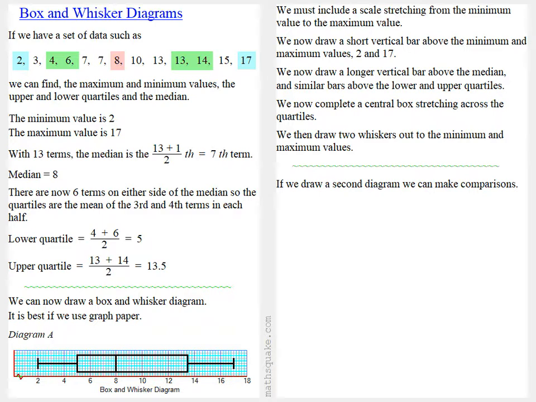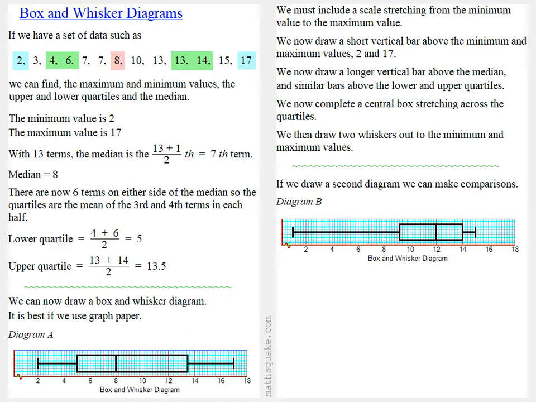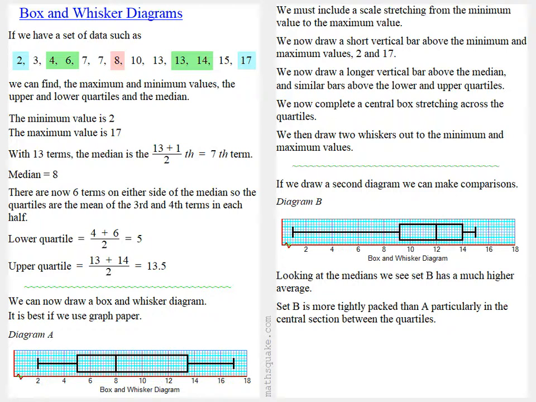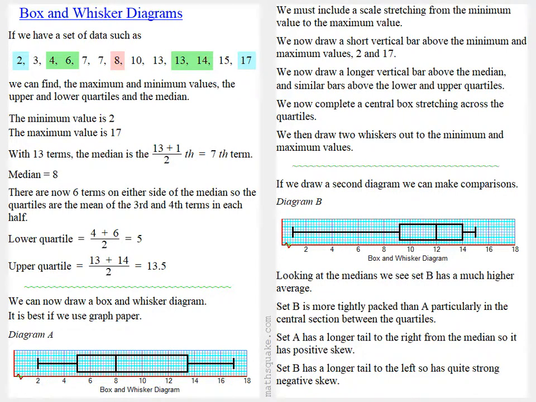Now if we draw a second diagram, we can make comparisons. So if we draw a diagram B, looking at the medians, we can see set B has a much higher average. Set B is more tightly packed than A, particularly in the central section between the quartiles, although the minimum value, the left whisker, stretches out quite a long way. Set A has a slightly longer tail to the right from the median, so it has a positive skew, and B has a longer tail to the left, so it has quite strong negative skew.